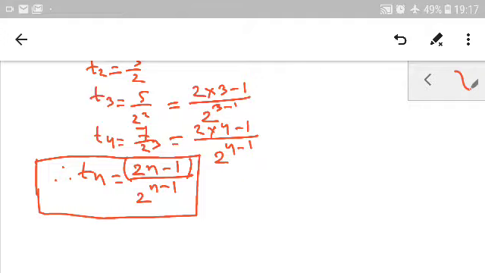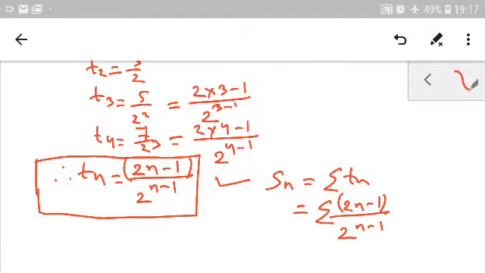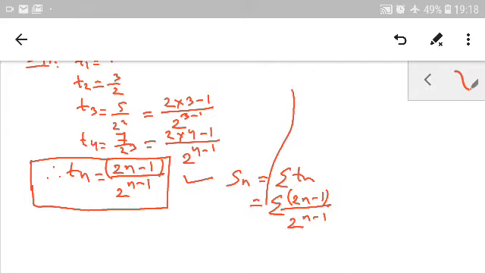So this one I cannot write here Sn equals summation of Tn, which is summation of (2n minus 1) divided by 2 to the power n minus 1. Is that clear? So for that I must apply some more tricks to solve this question. Okay? So let us apply some more tricks to solve this question.